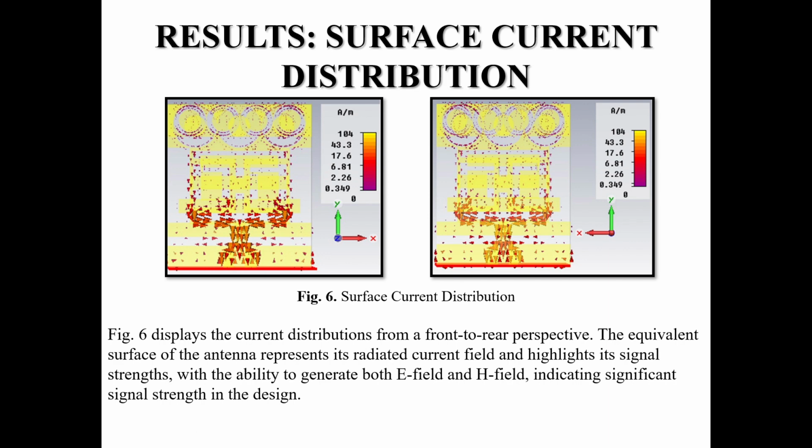Going on to surface current distribution. Figure 6 displays the surface current distribution from front to rear perspective. The equivalent surface of the antenna represents its radiated current field and highlights its signal strength, with the ability to generate both E field and H field, indicating significant signal strength in the design.